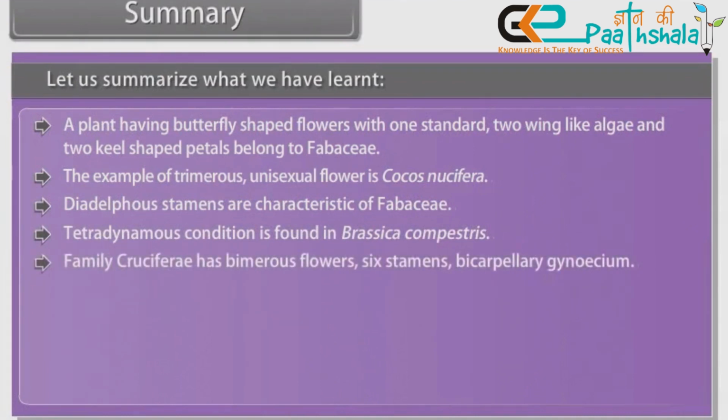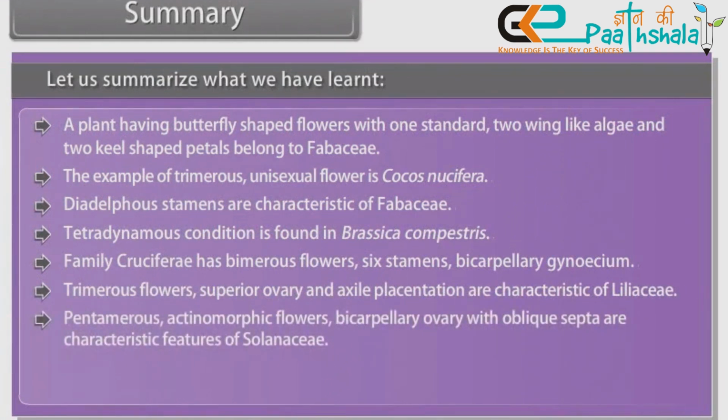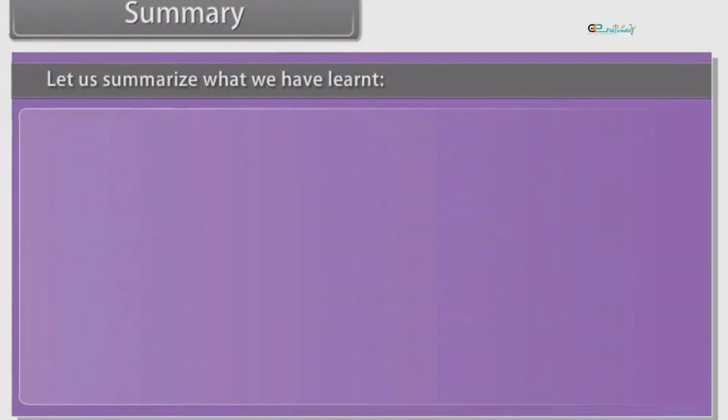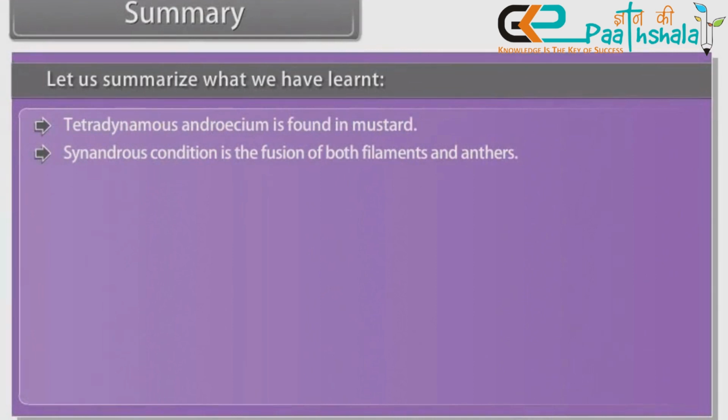Family Cruciferae has bimerous flowers, 6 stamens, bicarpellary gynoecium. Trimerous flowers, superior ovary and axile placentation are characteristic of Liliaceae. Pentamerous, actinomorphic flowers, bicarpellary ovary with oblique septa are characteristic features of Solanaceae. A flower which can be divided into two halves in only one vertical plane is called zygomorphic. Tetradynamous androecium is found in mustard. Synandrous condition is the fusion of both filaments and anthers.